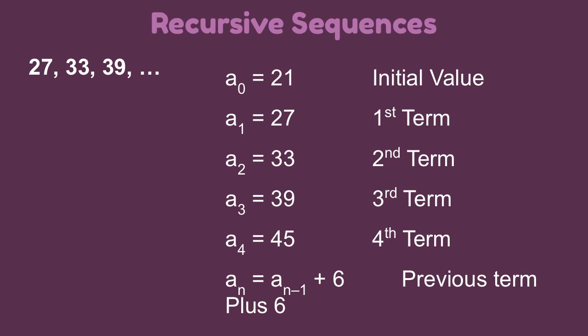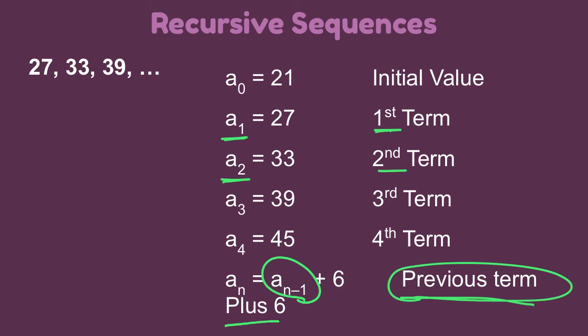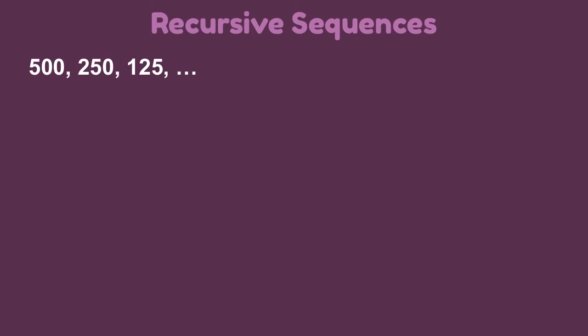So just to review, a sub 0 is our initial value, a sub 1 is our first term, a sub 2 is our second term, and then what this last part is saying is that it's our previous term plus 6. So the a sub n minus 1 is representing the previous term, and then of course we've got the plus 6. Let's look at another example.